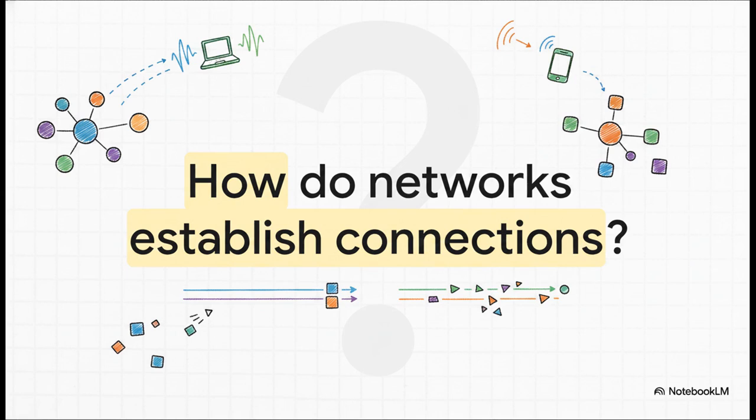So here's the core question we're answering today. How do these networks actually establish connections to move all of our data? We kind of just expect our information to instantly appear, right? But there are actually two vastly different architectures that our digital world uses to get information from point A to point B. It's a truly fascinating structural difference, and honestly, understanding it completely changes how you see the internet and telecommunications.